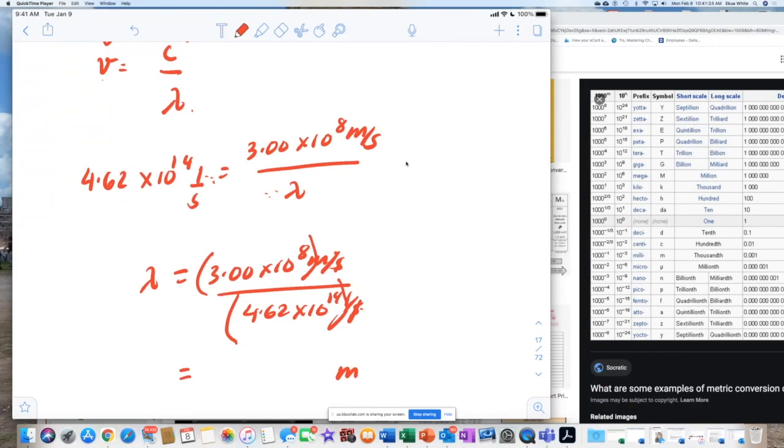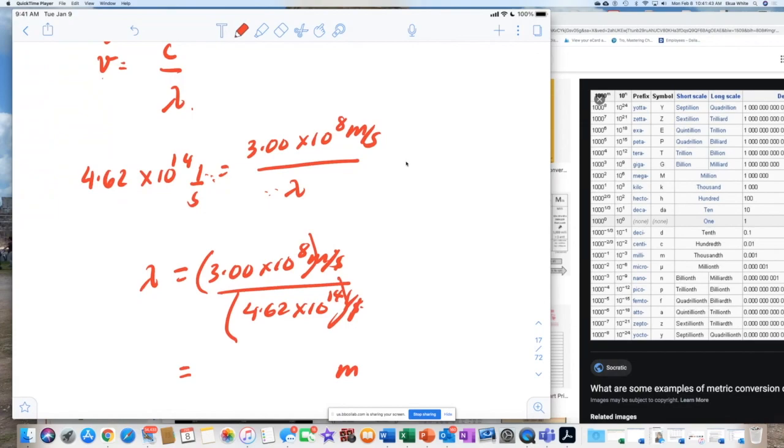3 exponent 8, divided by open 4.62 exponent 14. This is 14. Hold on. 3 exponent 8 divided by open 4.62 exponent 14. Okay, so I got 6.49. My number is not in scientific notation. I have to count the zeros: 1, 2, 3, 4, 5, 6, 7.